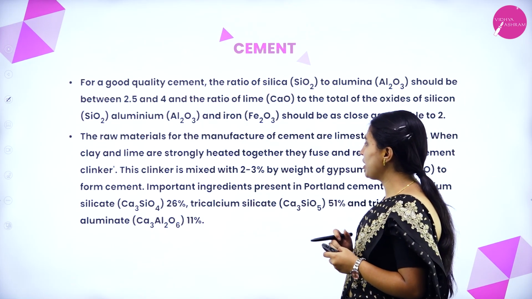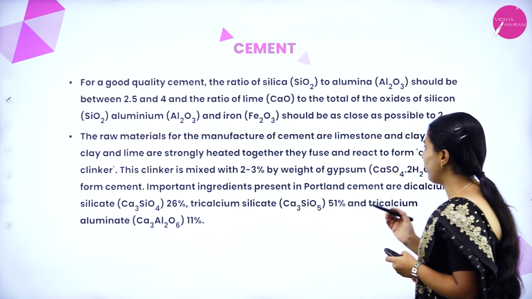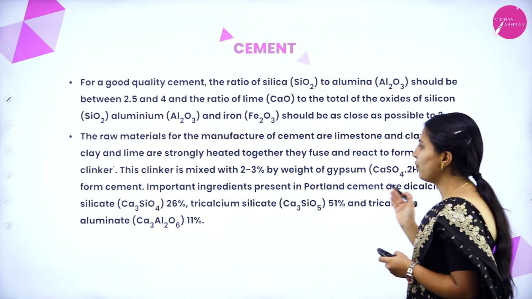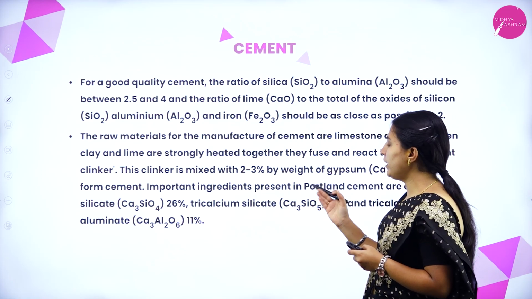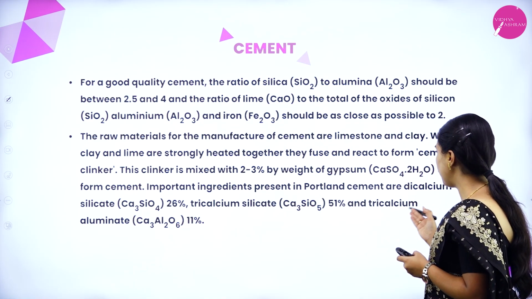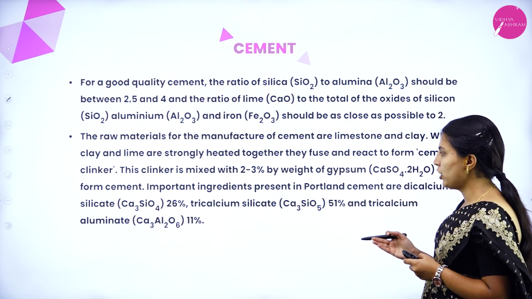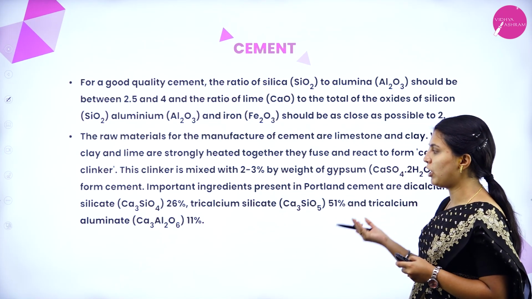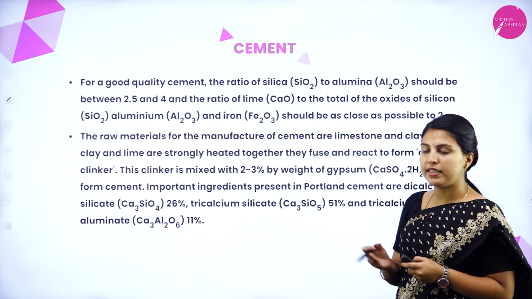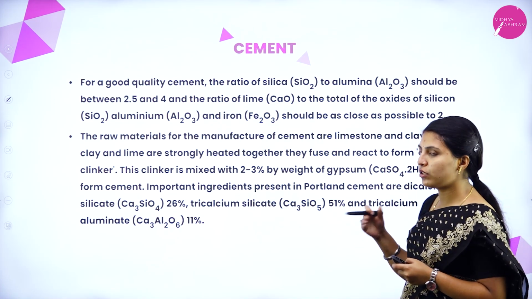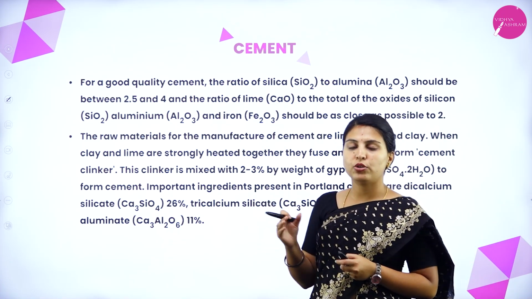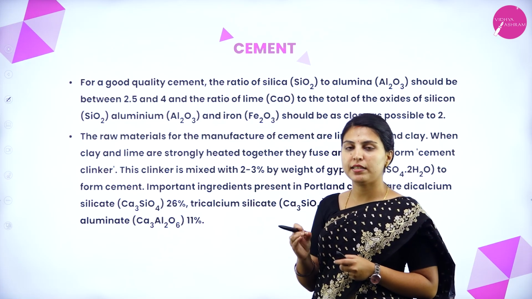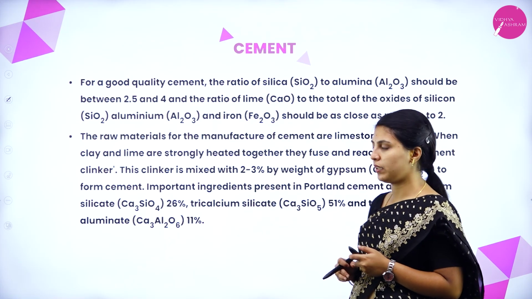This clinker is mixed with 2 to 3% by weightage of gypsum to form cement. Important ingredients present in the Portland cement are dicalcium silicate 26%, tricalcium silicate 51% and tricalcium aluminate 11%. These are the main ingredients, but also whatever we have seen in the table, those are also the components of cement with its approximate percentage.